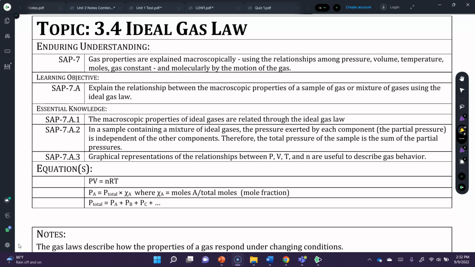Hello everyone, welcome to topic 3.4, Ideal Gas Law. For this, you should be able to explain the relationship between the macroscopic properties of a sample of gas or mixture using the ideal gas law.